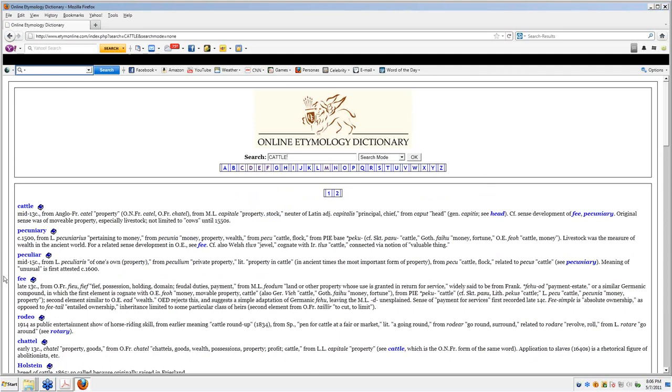Okay, why would you want to do an ag lien? Okay, what does it say cattle is? Cattle, oh my goodness, is property. Where does it come from? What's that word right there? Cattle, C-A-T-E-L, property. Capital, property stock. Capitalis, principal, chief. It says principal, not property. Oh, that's right. Capitalis, principal, chief. From caput, head. See head.